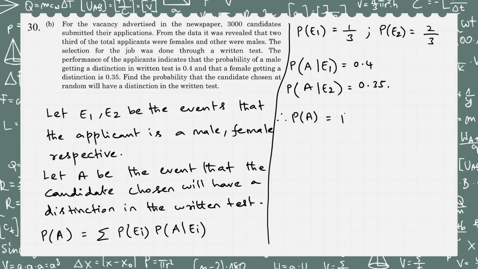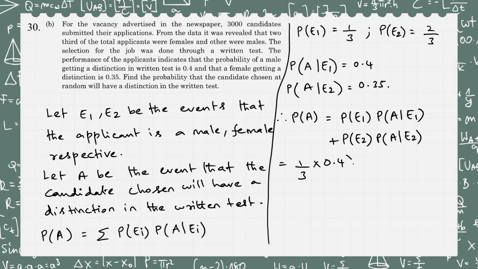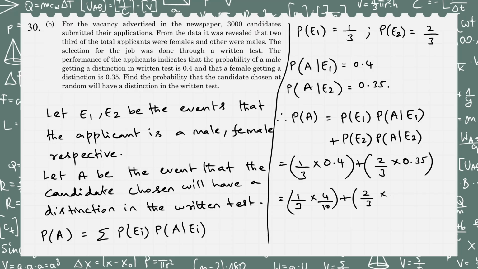P of A will be P of E1 into P of A given E1 plus P of E2 into P of A given E2. So this will be 1 by 3 into 0.4 plus 2 by 3 into 0.35. We can write this as a fraction too. So 1 by 3 into 4 by 10 plus 2 by 3 into 35 by 100.